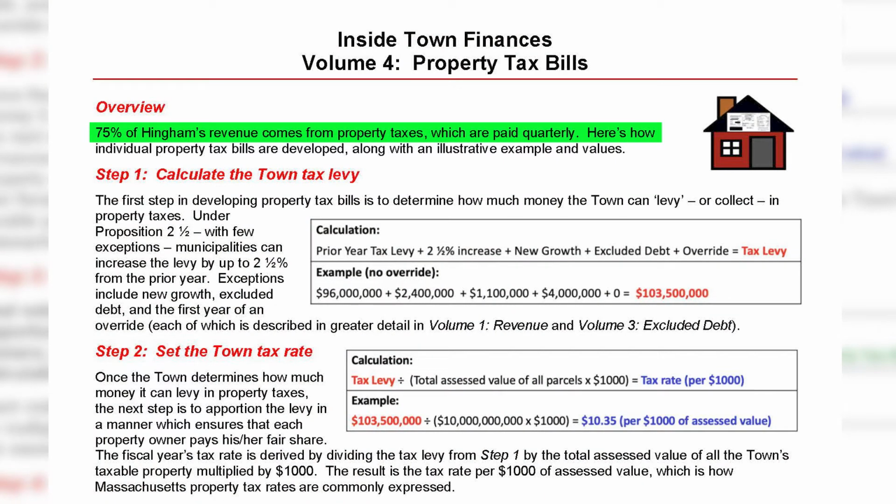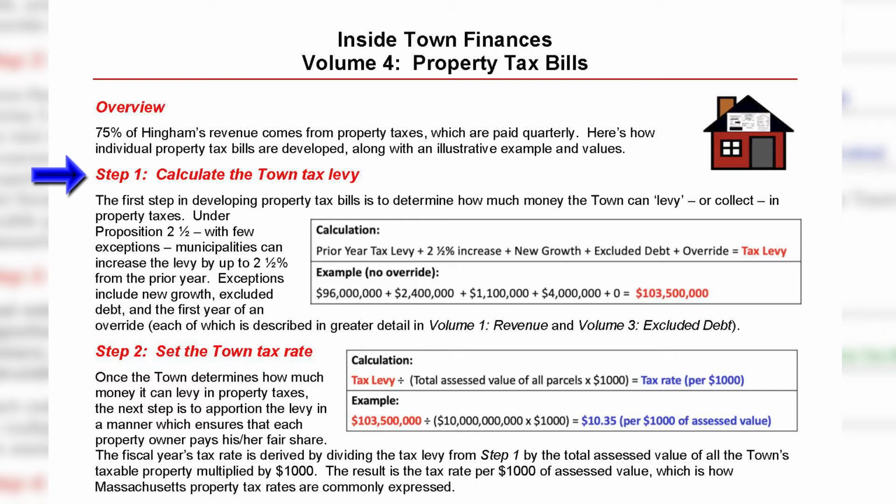75% of Hingham's revenue comes from property taxes, which are paid quarterly. Let's take a closer look at how individual property tax bills are developed using an illustrative example and values. Step 1, calculate the town tax levy.